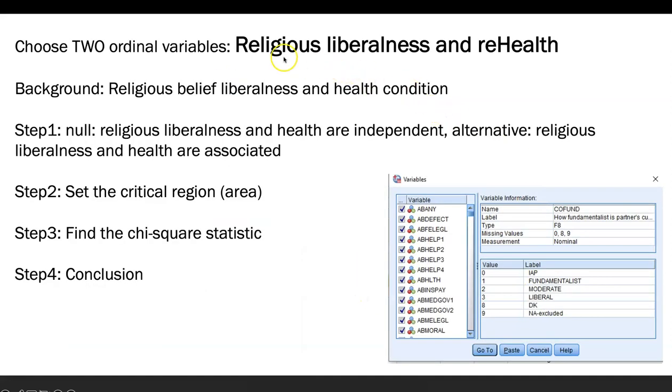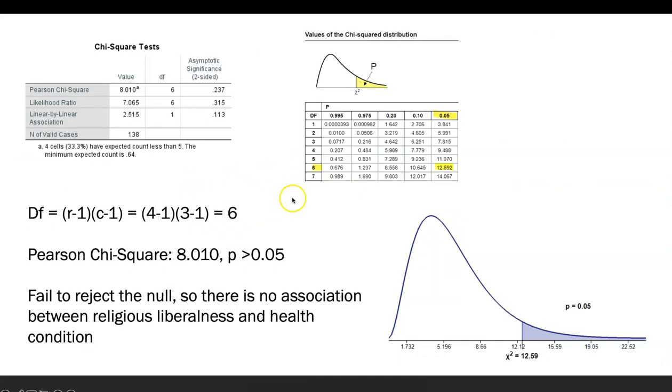Alright, so religious liberalness and the health condition as well. The religious liberalness is coded 1 fundamentalist, 2 moderate, and 3 liberal. So in this ordinal variable, a higher number would mean a more liberal religious belief. Because of the religious belief and health condition, there might be some relationship, but we are not sure that they would be statistically significantly associated, or they are independent from each other. So these are the expectations, I skip here.